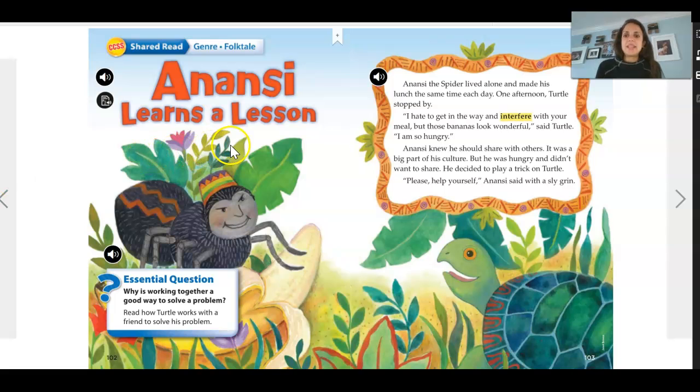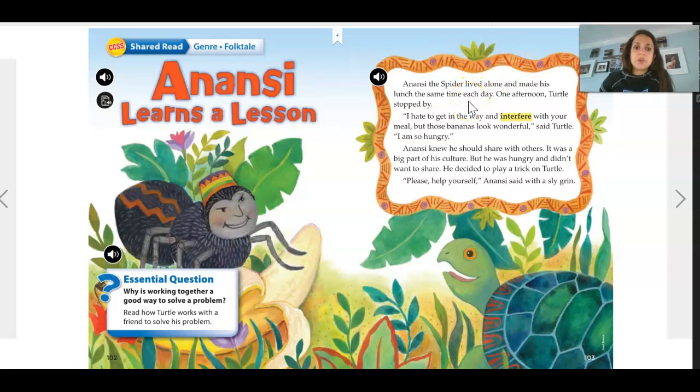Anansi Learns a Lesson. Essential question: why is working together a good way to solve a problem? That essential question really gets me thinking as a reader. Why is working together a good way to solve a problem? Well, that could be a lesson, how to work together to solve a problem. That would be something that would teach us to be better. Let's read to find out.